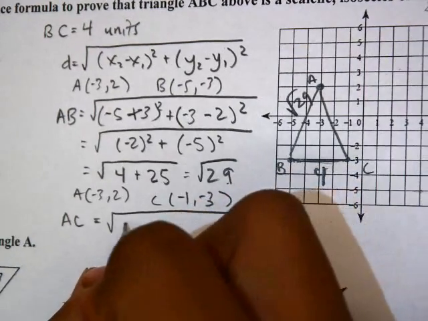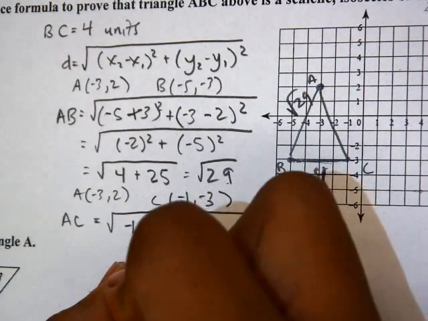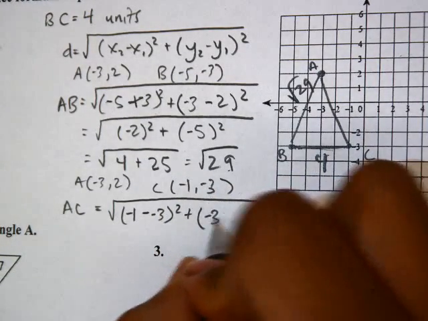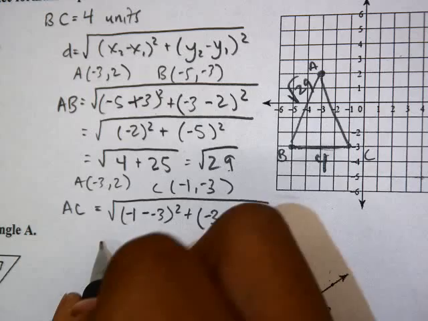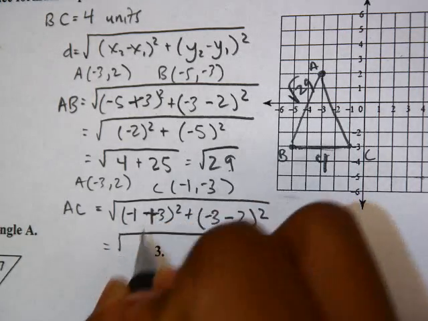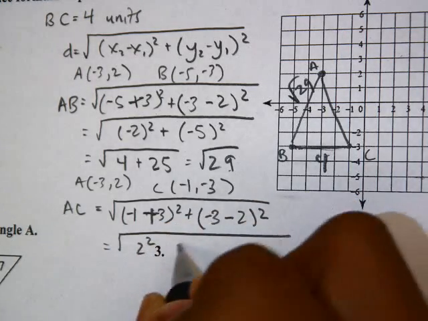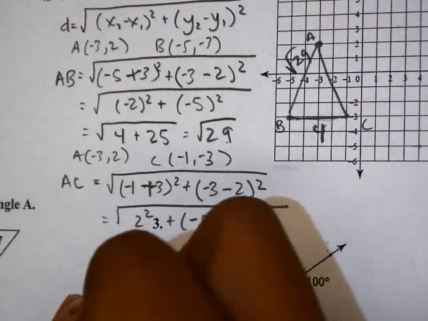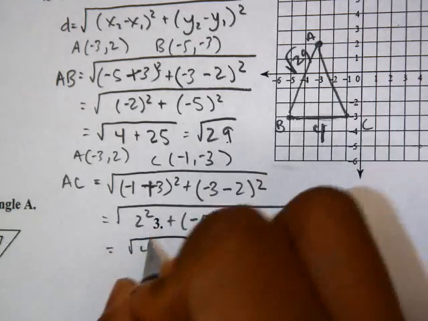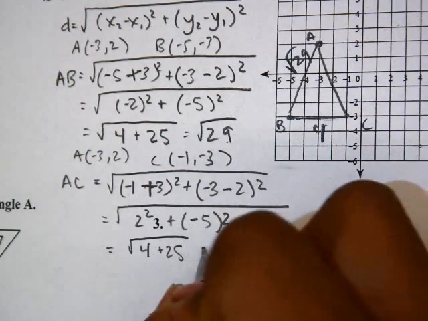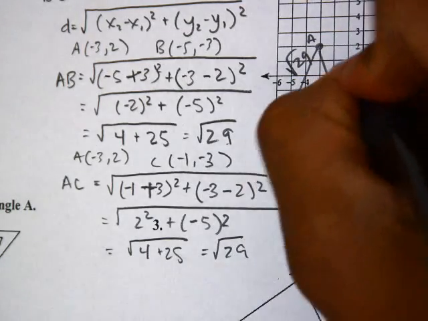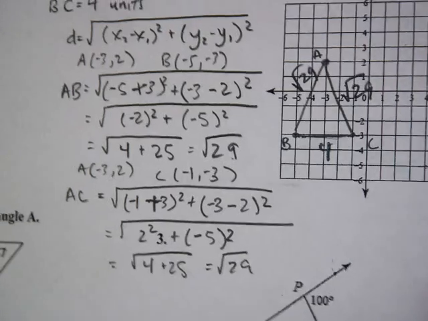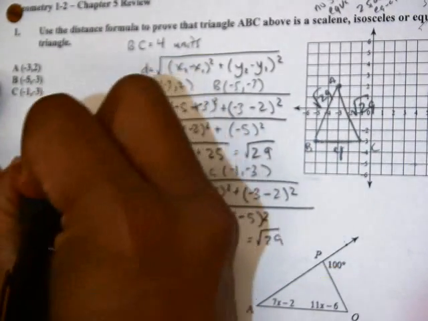So x2 in this case would be -1 minus x1 of -3, squared. Then y2, -3 minus 2, squared. This is a plus, so this is 2 squared. This is a -5 squared. 2 squared is 4, -5 squared is 25, and I also get the square root of 29. So these two lengths are both the square root of 29. So the triangle is isosceles because it has two equal sides.